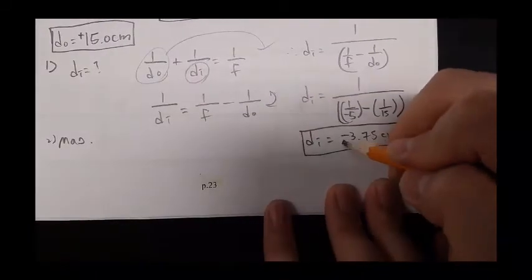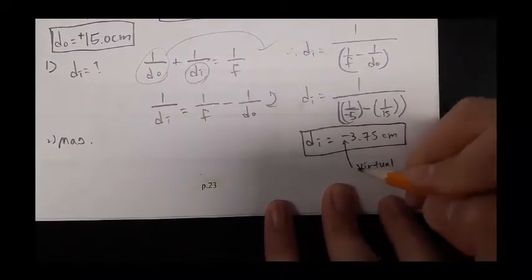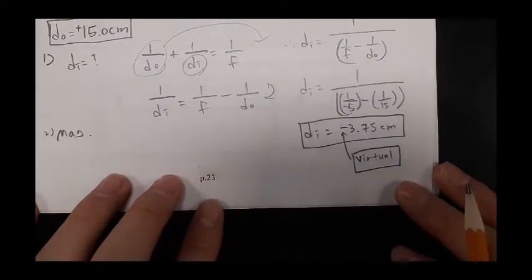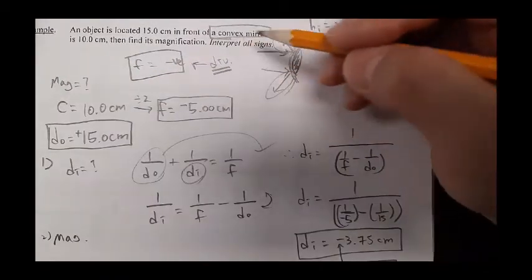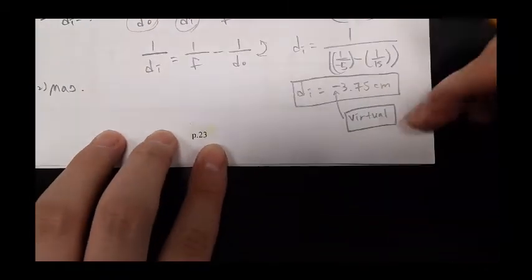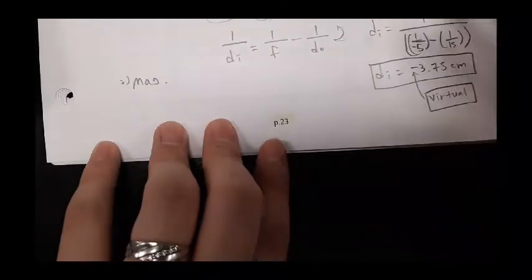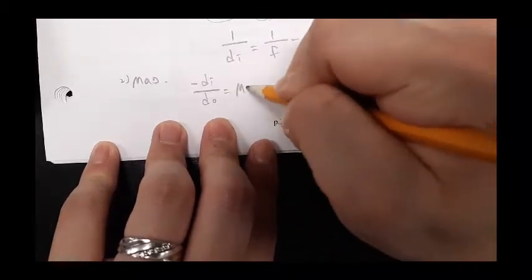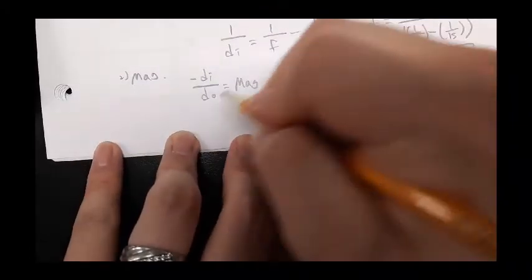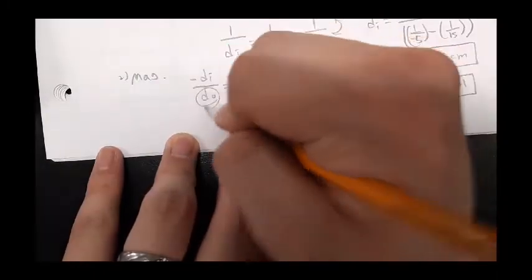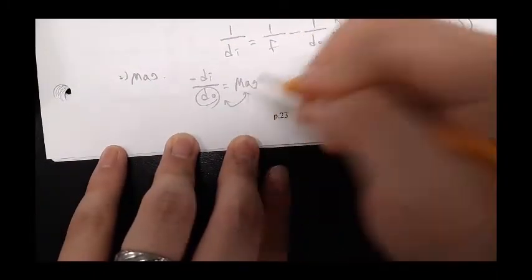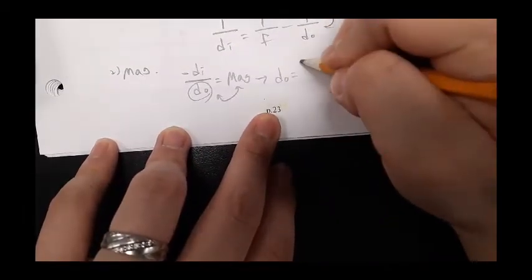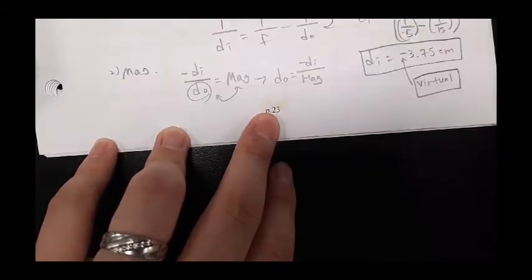And note the fact that this is negative, so although the question does not technically ask you, it gives me a virtual image, which you can use to interpret all the sign situation. Negative DI means I have a virtual image. Now, magnification. We are using the last half of the magnification formula. Don't forget my sign, and I need to isolate for DO, which is just flip and switch situation. DO is equal to negative DI over magnification.